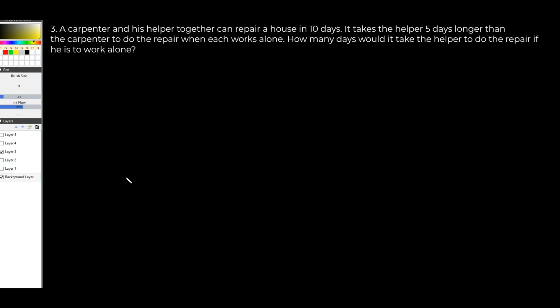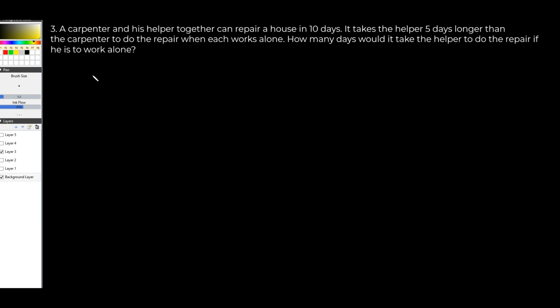A carpenter and his helper together can repair a house in 10 days. It takes the helper 5 days longer than the carpenter to do the repair when each works alone. How many days would it take the helper to do the repair if he is to work alone?